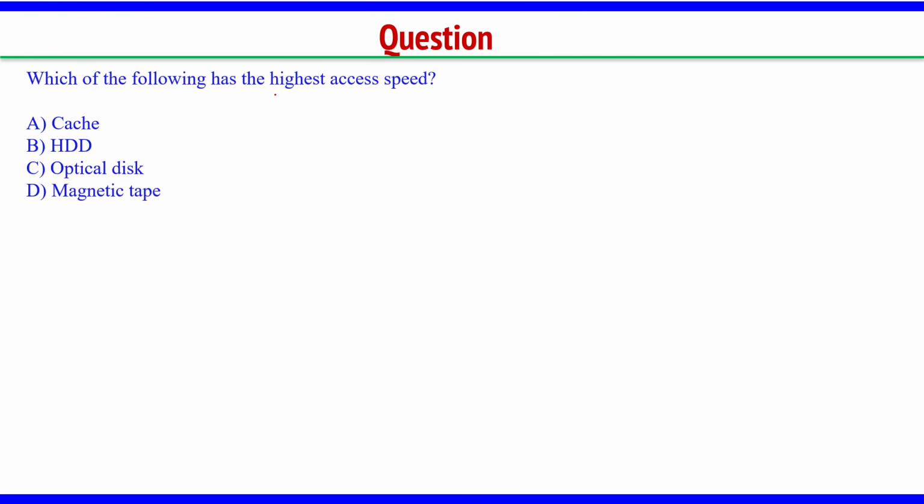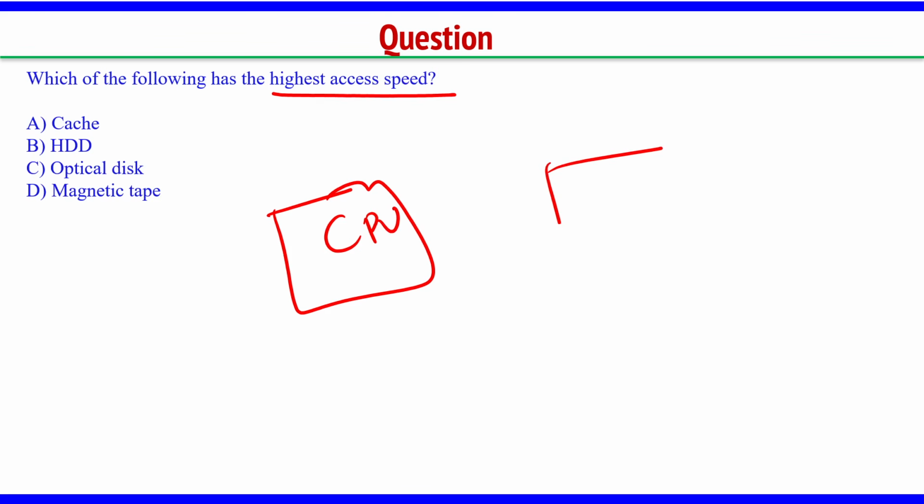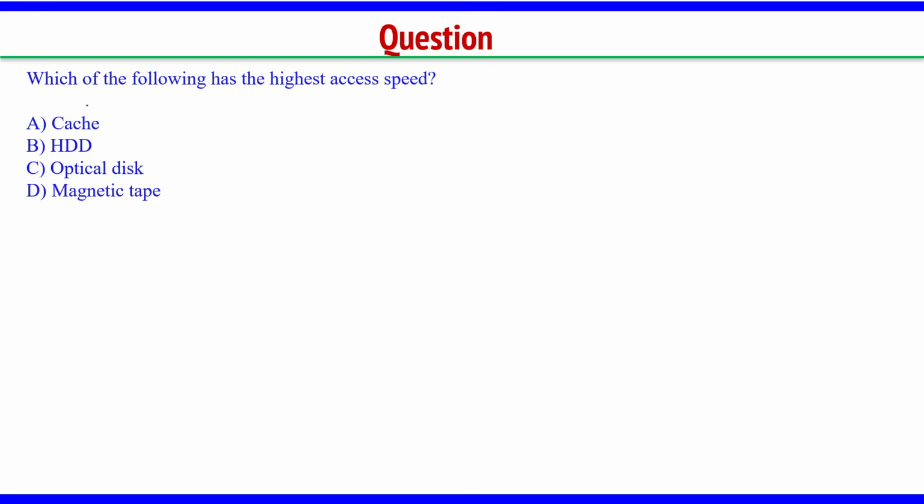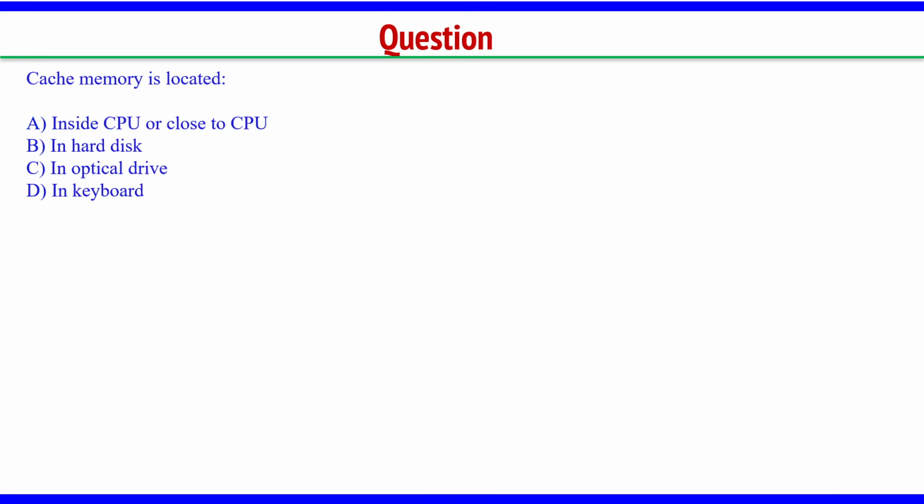Which of the following has the highest access speed? So from the CPU, which one has the highest speed? So we know that cache memory is in between CPU and main memory, therefore the answer is cache memory. Cache memory is located where? Inside CPU or close to CPU, in hard disk, in optical drive, in keyboard. So it is in between CPU and main memory or within the CPU itself. So the answer is A, right?